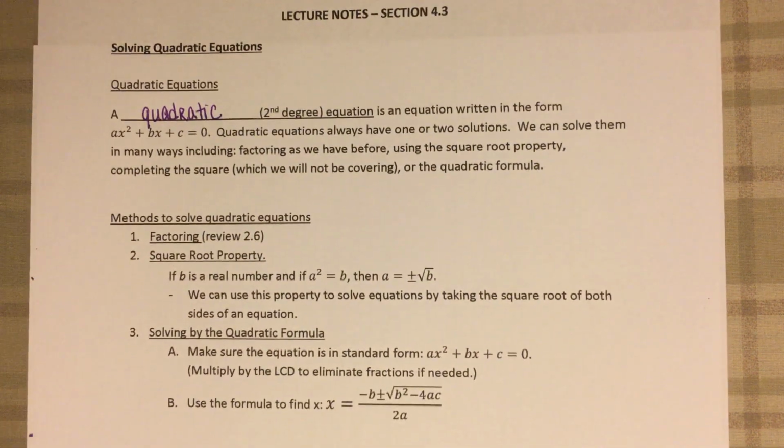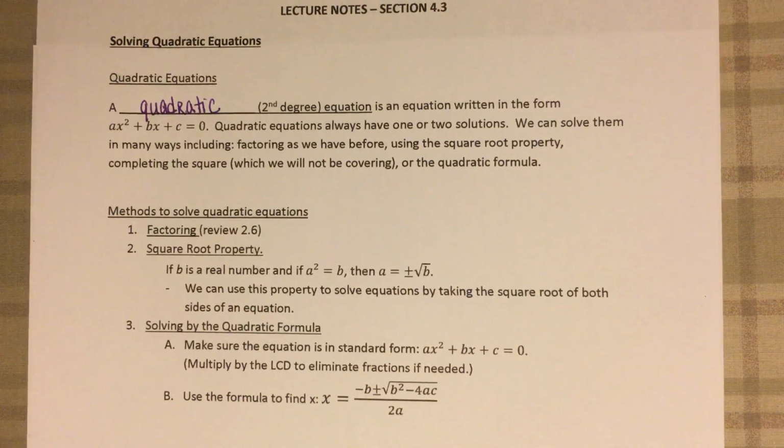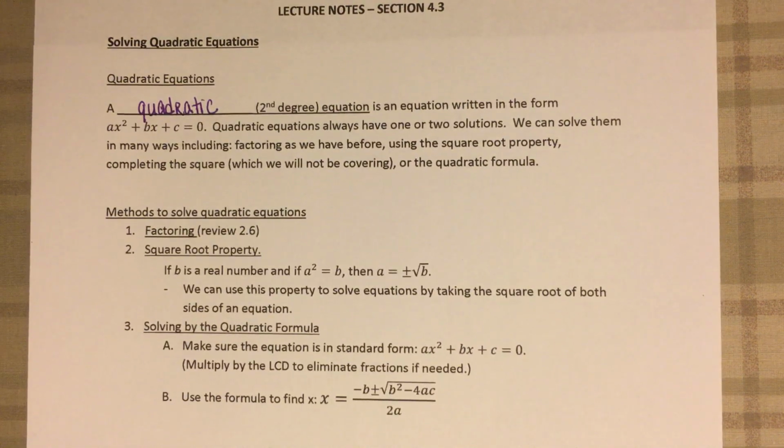Okay. So underneath here we have a brief overview of our methods to solve our quadratic equations. We're going to go through these different methods step by step. Our first method is factoring, so we're going to review some of the stuff that we talked about in section 2.6. Then we're going to talk about our square root property, and then our quadratic formula.